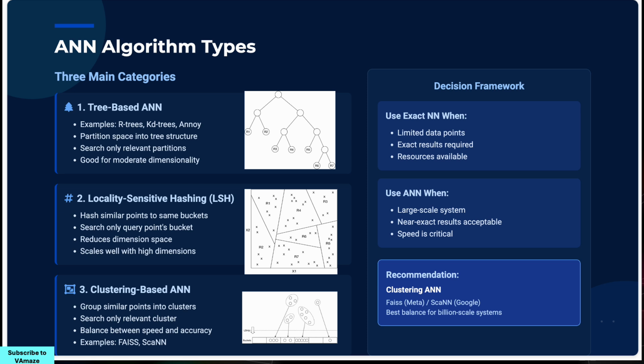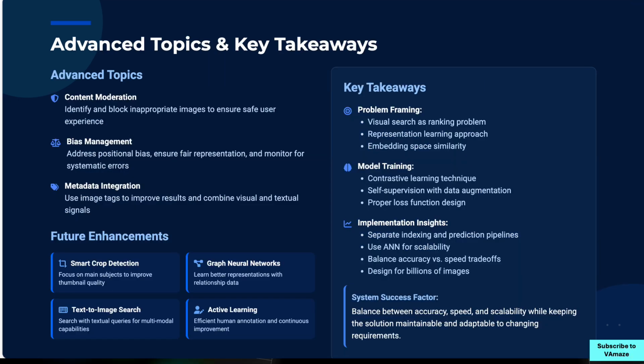For our visual search system with billions of images, ANN is the practical choice. We give up perfect accuracy for dramatic speed improvements, and in practice, the results are more than good enough. If you're implementing this system, I recommend getting familiar with libraries like FAISS from Meta or ScaNN from Google. These implement most ANN algorithms and are battle-tested at massive scale.